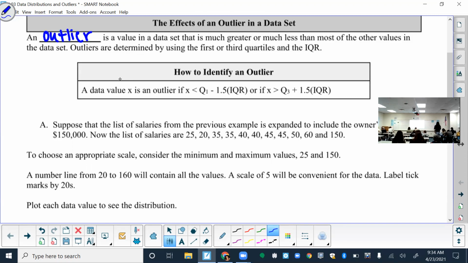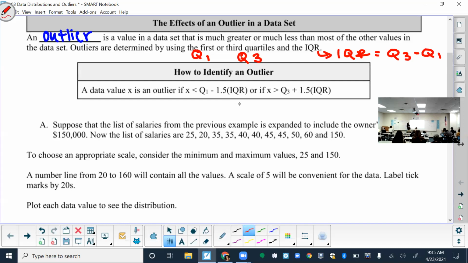You can kind of determine that visually, but you can also verify it algebraically, which is what we're going to be looking at today. And to verify it algebraically, you need to use the first or third quartile. So what is the first quartile abbreviated as? Q1. And the third quartile is abbreviated as Q3. We'll be using either Q1 or Q3. And we're definitely using the IQR. So what's the formula for IQR? Q3 minus Q1.